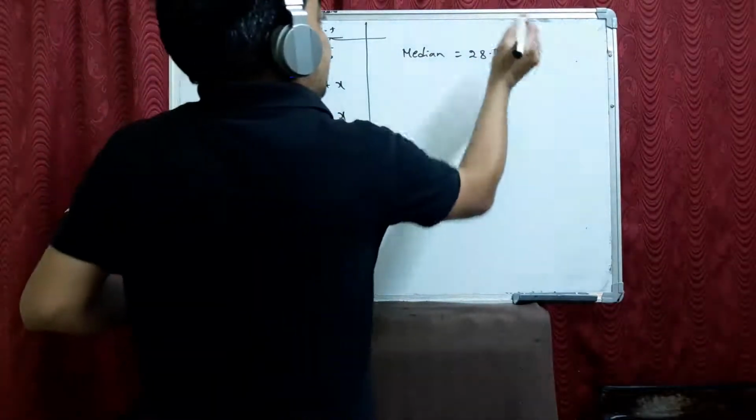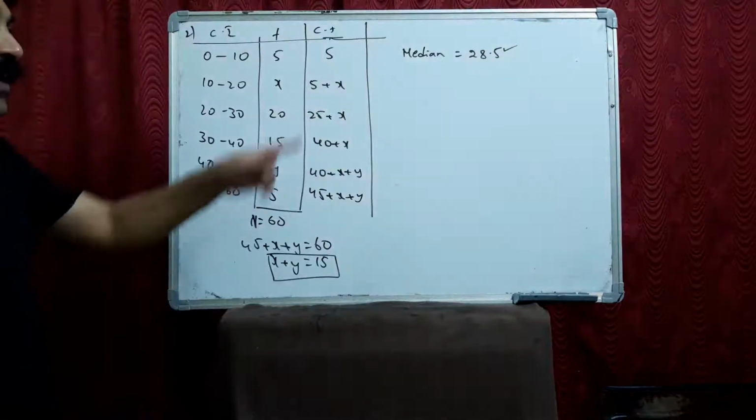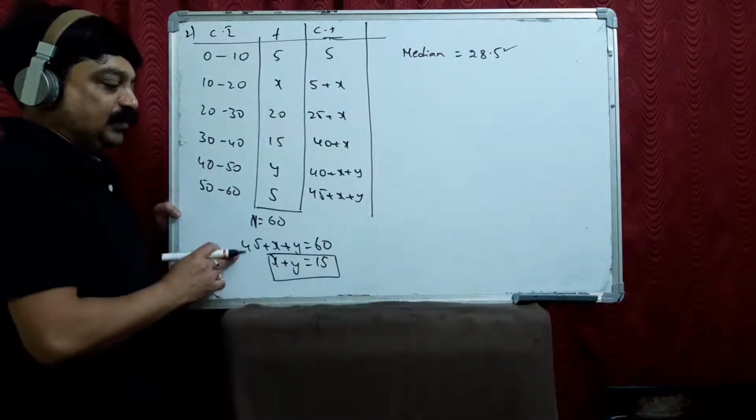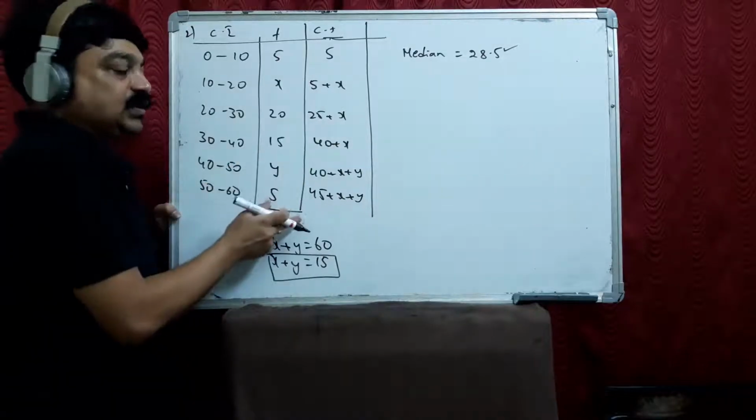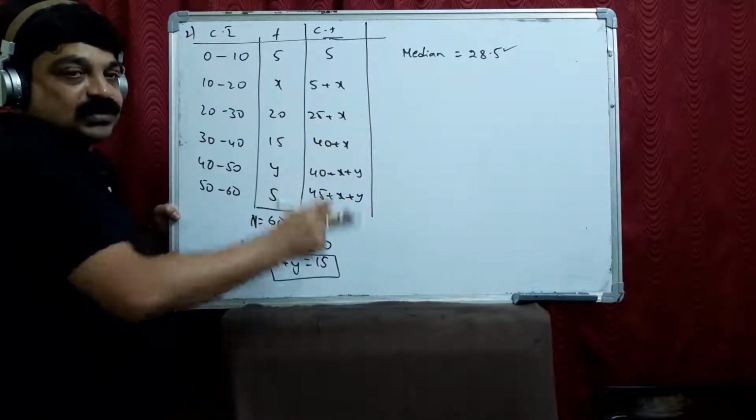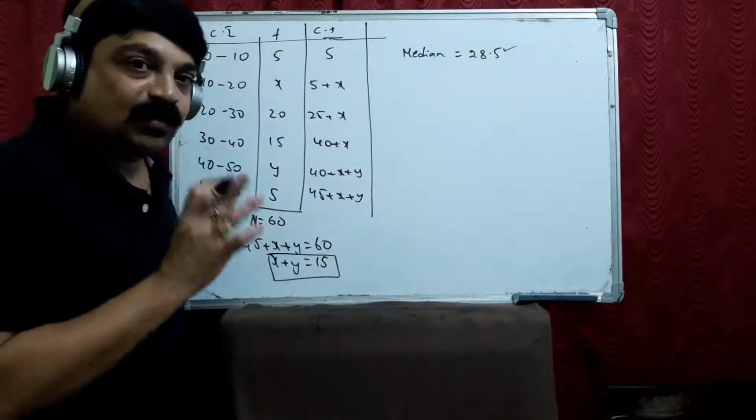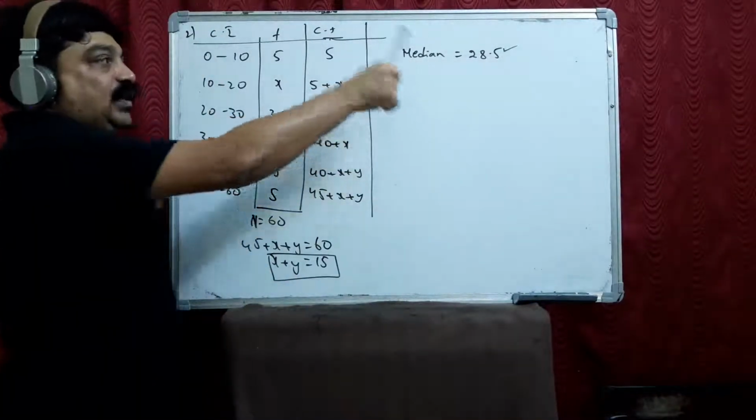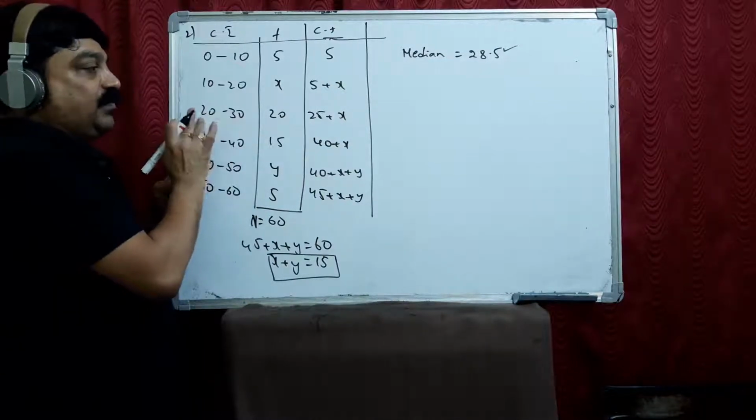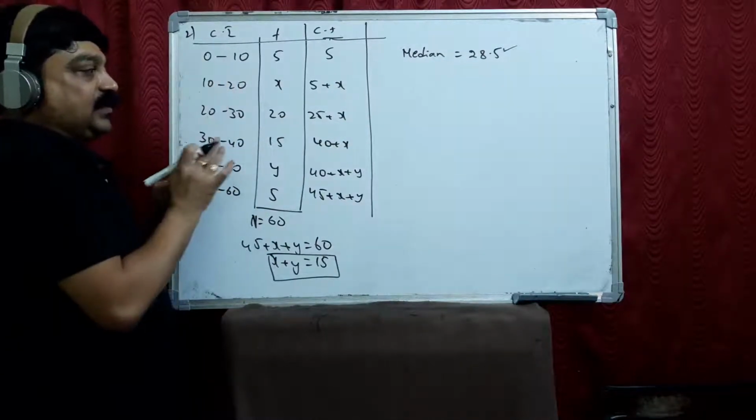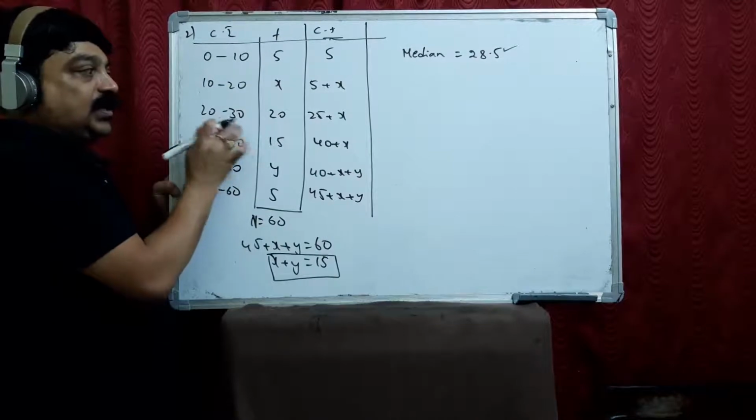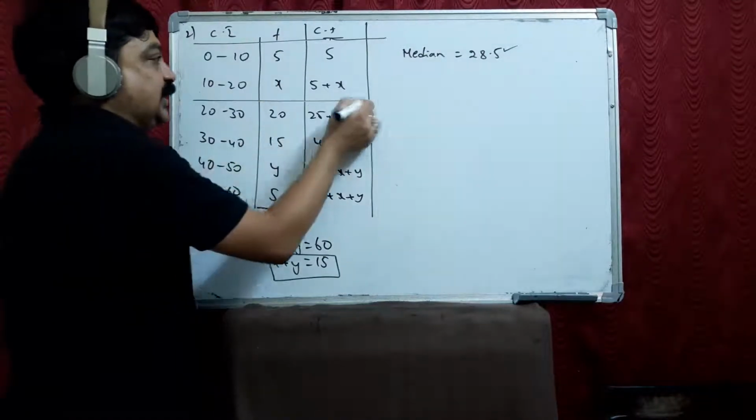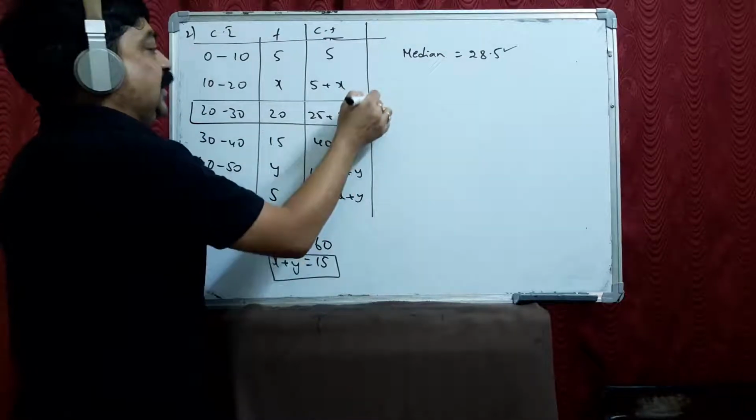What is the median given? 28.5. Because when you take n by 2, we don't know which value is crossing, since these are unknowns. So when unknowns are given, the median class is to be chosen using the value of median, 28.5. Where does it exist in the class intervals? It exists here, 20 to 30. 28.5 lies between 20 and 30. Okay, we take this one as the median class.